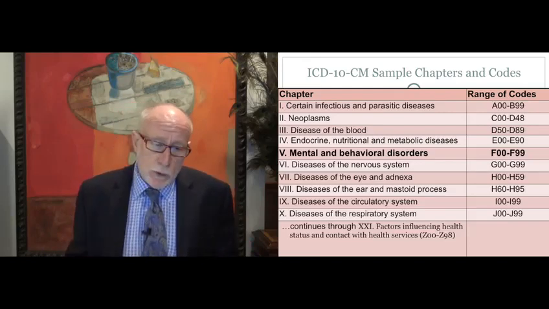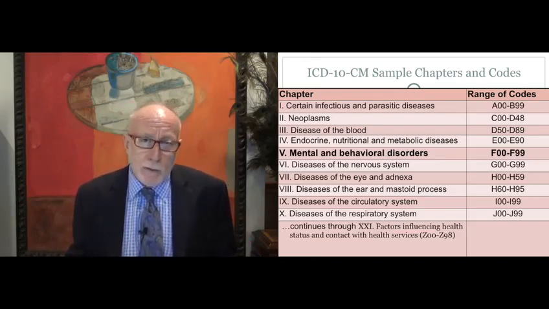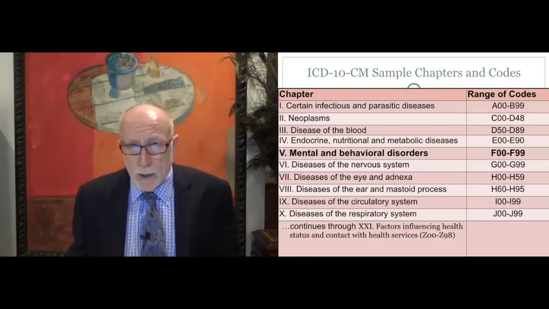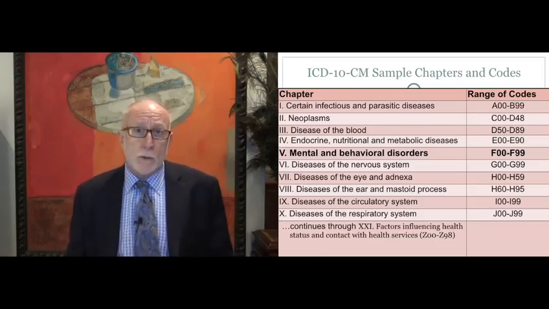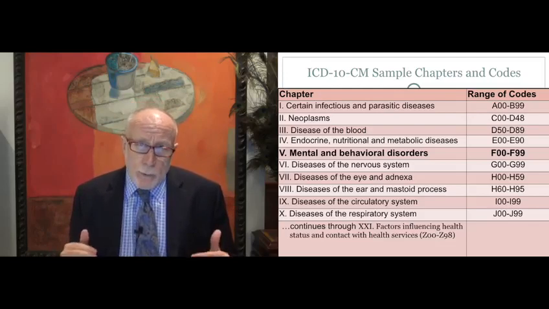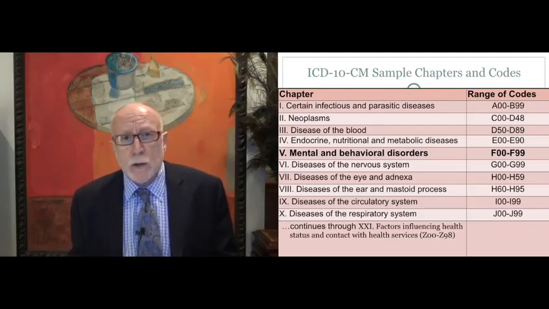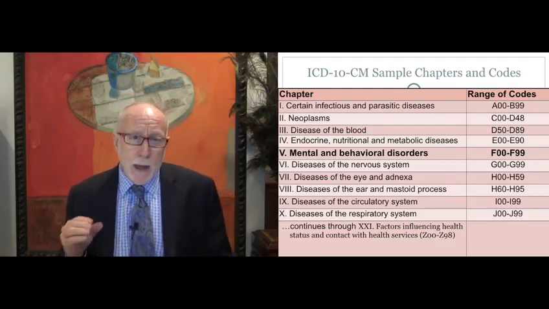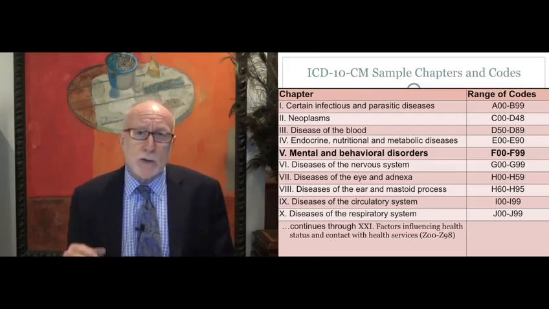Now, the second thing I want you to notice is Chapter 5, a chapter called Mental and Behavioral Disorders. Mental and Behavioral Disorders is one chapter and only one chapter, and it turns out that it is the chapter that the DSM is patterned after and derived from.